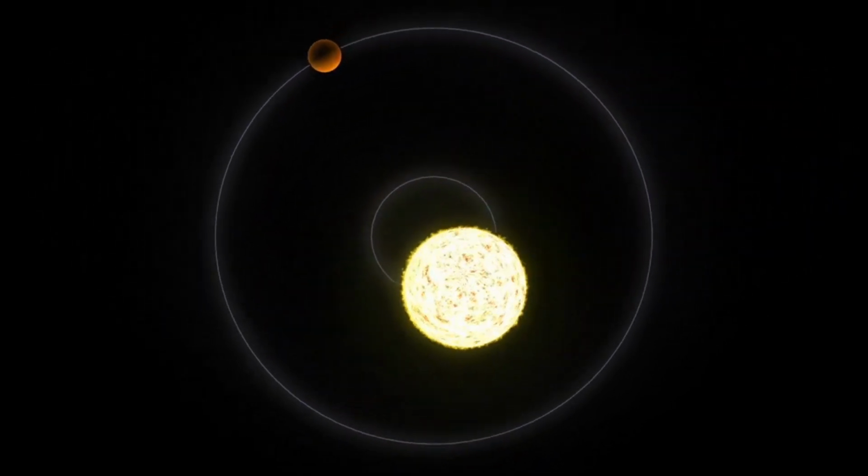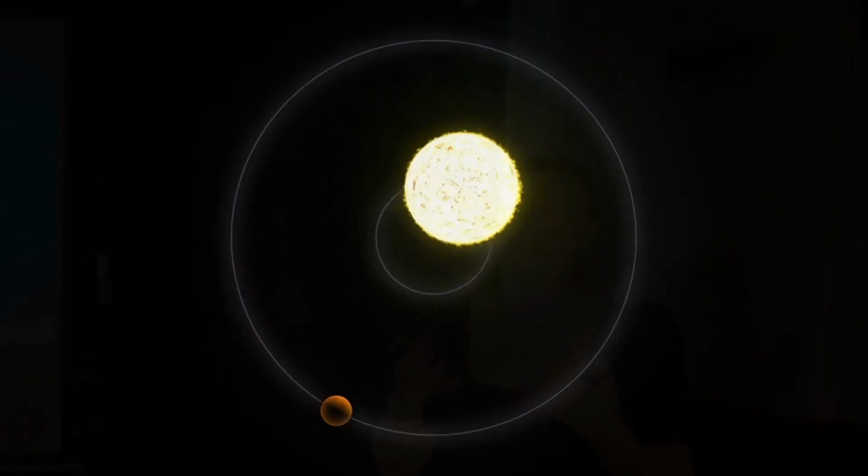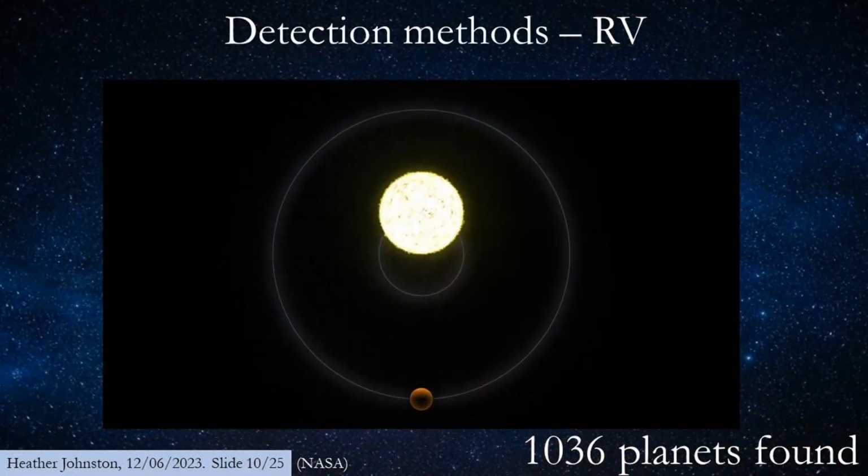Obviously this is very good at detecting specifically giant planets, because they have more of an influence on their star, and it's also good at detecting very close-in planets, because the closer you are, the more influence you have on the star. And this also tells us how massive the planets are. We found just over 1,000 planets this way.